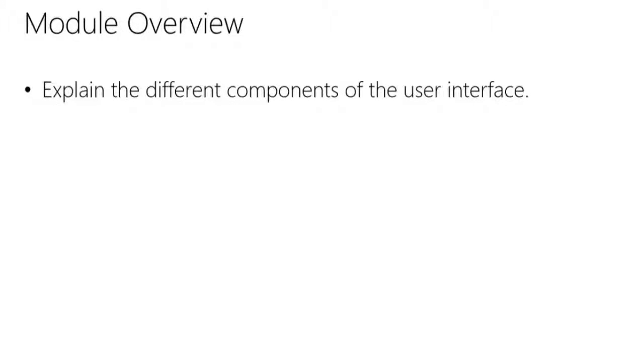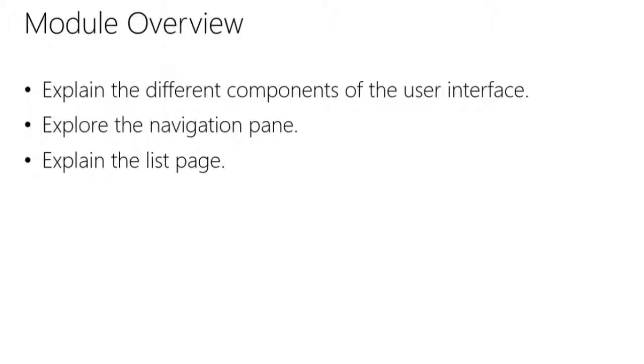So I'm going to start by explaining the different components of the user interface in Dynamics NAV. Then we're going to explore the navigation pane that we can use to find different screens in the application. I'm also going to explain list pages and other types of pages that differ in the way that information is going to be presented.